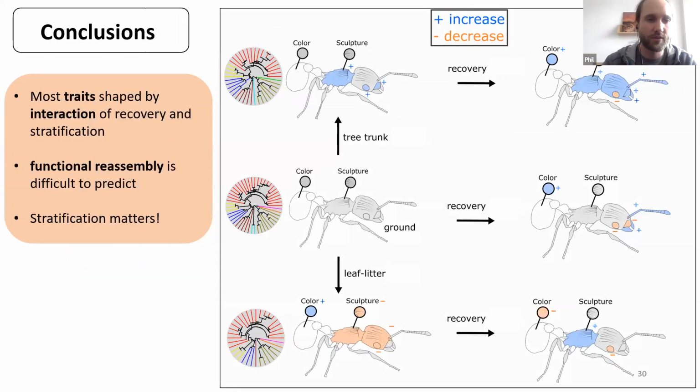So to conclude this chapter, we see that most traits are shaped by the interaction of recovery and stratification, which makes the functional reassembly kind of hard to predict. So we have to think about each stratum more or less separately in terms of their recovery. And ecologists should definitely keep that in mind: whatever we see happening on the ground doesn't necessarily mean that we see it across the canopy as well.